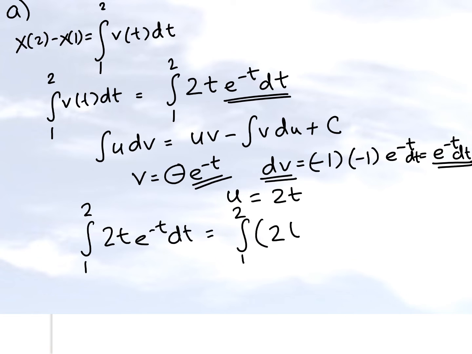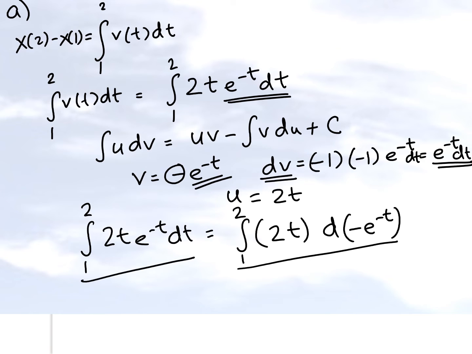U is 2t, so let's put that in parentheses. And we have d of minus e to the power minus t, we'll put it there. So if you look at this, it's the same as the one right here, but what we have done is break it down into the u dv part. So that's for u and this is for v. Now we can apply the formula to find out what the value of the integral will be.